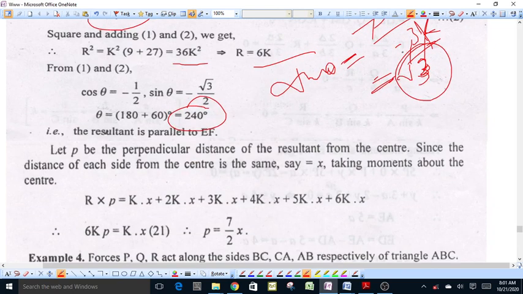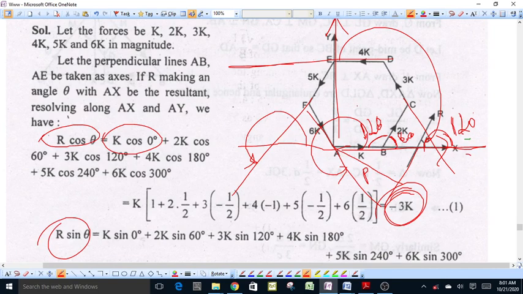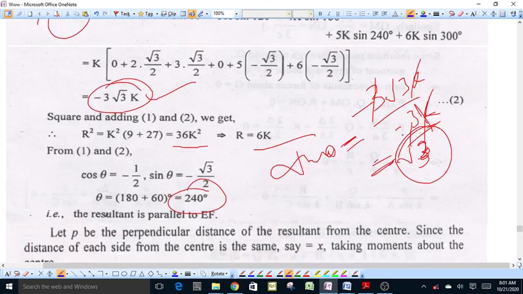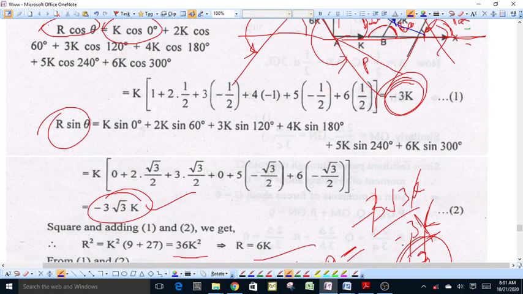Then taking moments about the center of the regular hexagon, suppose that small p is the perpendicular distance of the resultant force from the center of the regular hexagon. Then the moment of the resultant about the center of the regular hexagon will be equal to r into p.